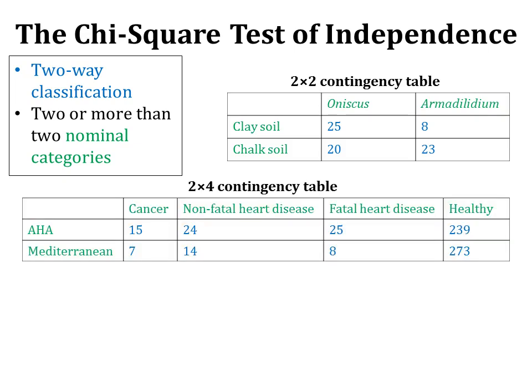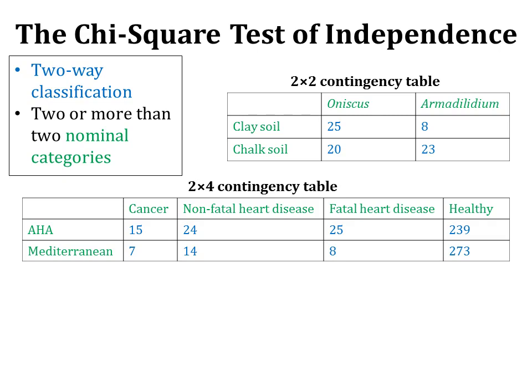Taking other examples of the contingency table, here we have a 2 by 4 contingency table. In this 2 by 4 contingency table, you can see that there are 2 rows and 4 columns. So what are the 2 rows? These 2 rows represent the diet recommended by the American Heart Association, and the Mediterranean diet. And then in the columns, we have the health status of individuals: the cancer cases, non-fatal heart disease cases, fatal heart disease cases, and healthy individuals. So this is a 2 by 4. So diet is presented in rows, and the other variable, which is the health status, is presented in columns.